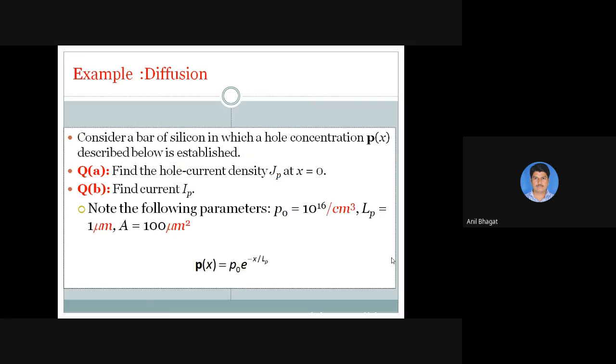Consider a bar of silicon in which the hole concentration Px is established as described below. Find the hole current density Jp at x equal to 0, right? Find the current Ip. So what is the formula for that? The following parameters: Po is equal to 10 raised to 16 per centimeter cubed, Lp is equal to 1 micrometer, and A is equal to 100 micrometer.